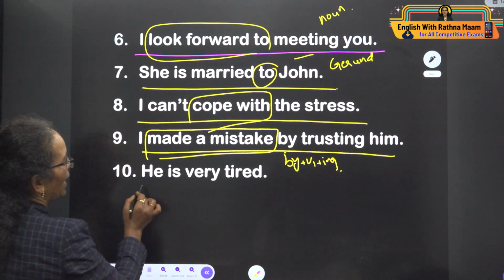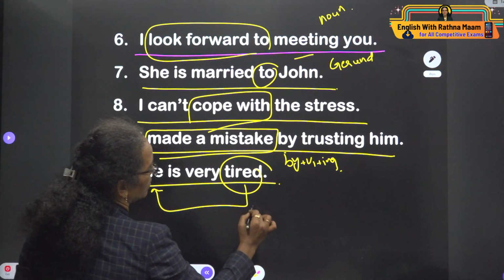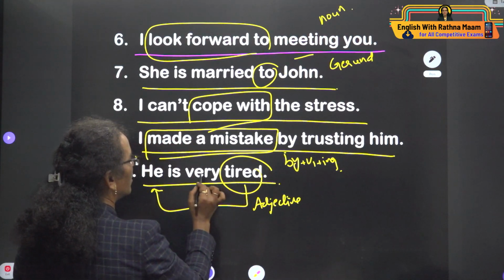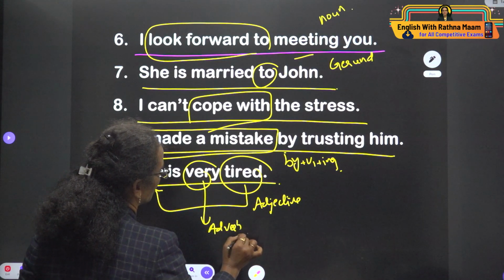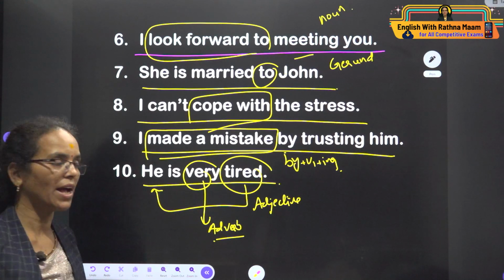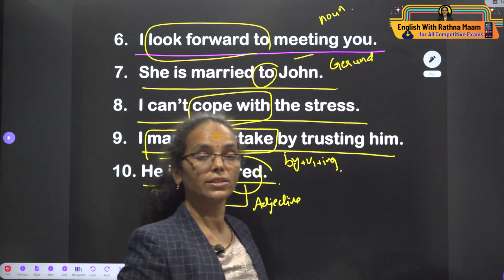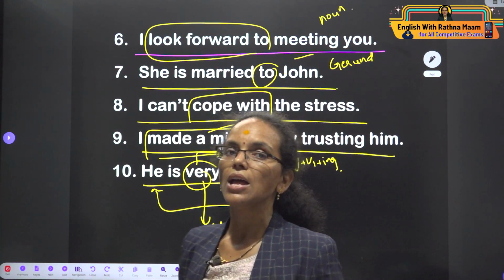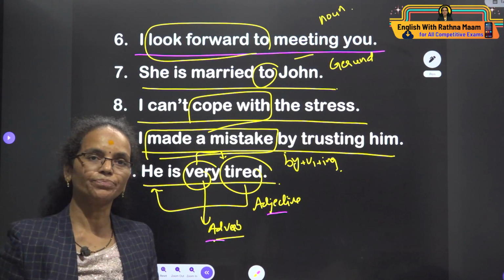Next one, he is very tired. Tired is an adjective. So very is an adverb. How much tired? Very tired. So very is talking about tired. Means very is giving additional information about tired. So tired is an adjective, so very will be an adverb.